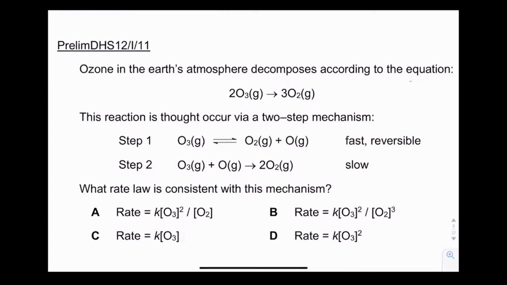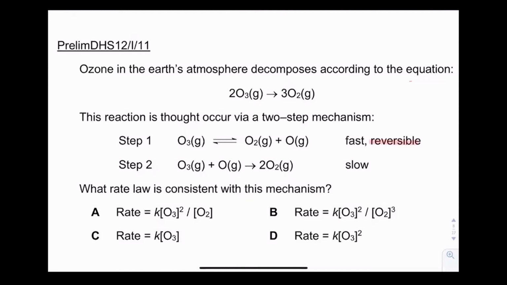Okay, so today let us look at this question. This question is about guessing the rate law given the mechanism of the reaction. Ozone in the Earth's atmosphere decomposes according to the following equation: 2 moles of O3 is decomposed into 3 moles of O2 gas, and is thought to occur via a two-step reaction. Step 1 is the first step and is reversible.